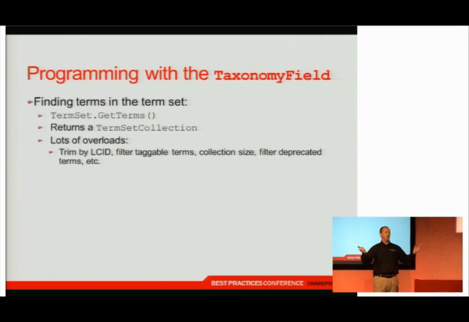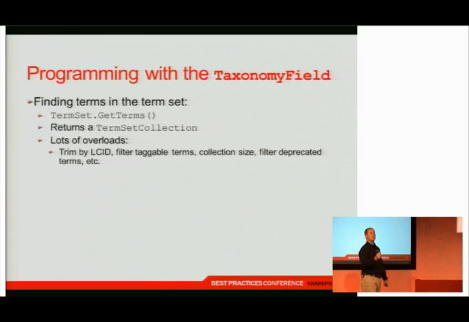I can say, give me all the terms where I'm finding a term that has this kind of a label. And what it does is it looks across the entire term set, flattening down the hierarchy and saying, give me all the terms that match this criteria. I can filter by culture. I can filter and say I only want ones that are available for tagging.